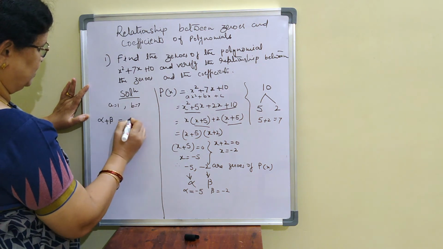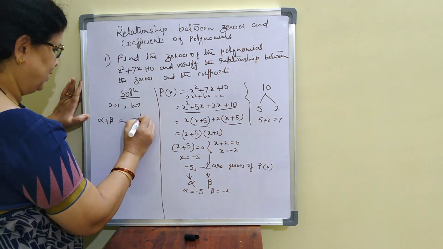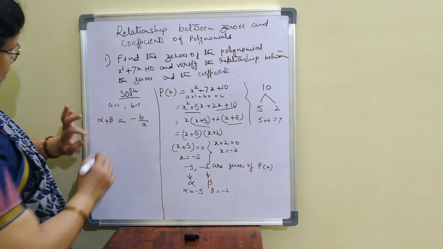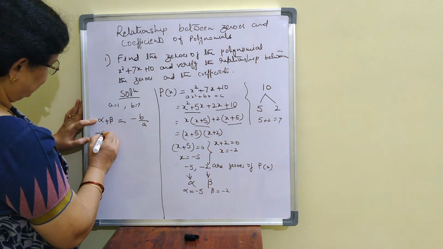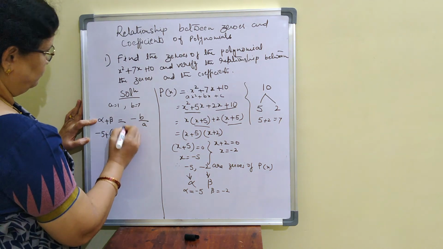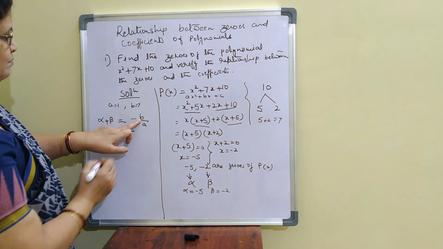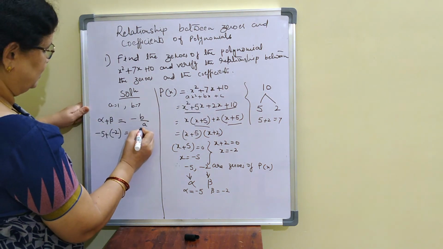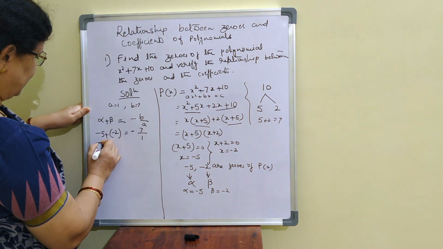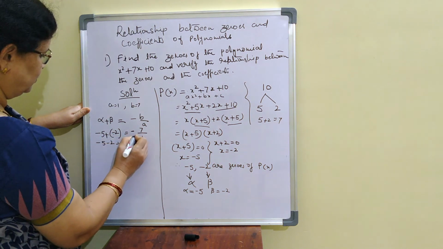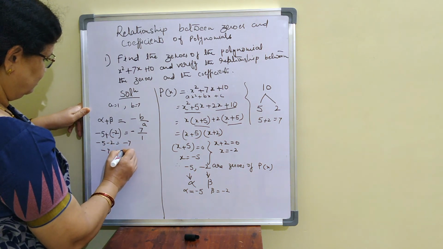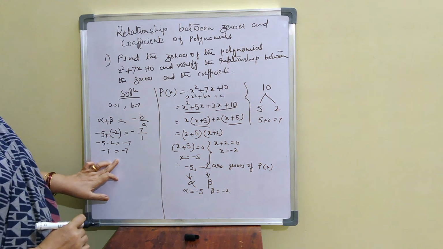So what I do, alpha plus beta. The relationship is minus b by a. Let us verify. Alpha plus beta is minus b by a. How much is alpha? Minus 5. Write plus as it is. How much is beta? Minus 2. Now minus you write as it is. b is what? b is 7. And a is what? 1. So we get minus 5 plus minus 2 is equal to minus 7 by 1, which is nothing but minus 7. Now minus 7 is equal to minus 7. Like this, verified.